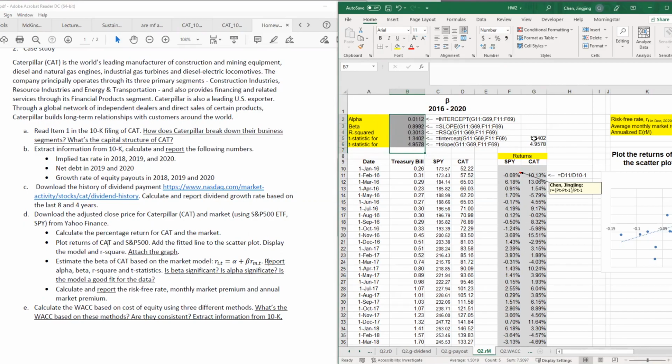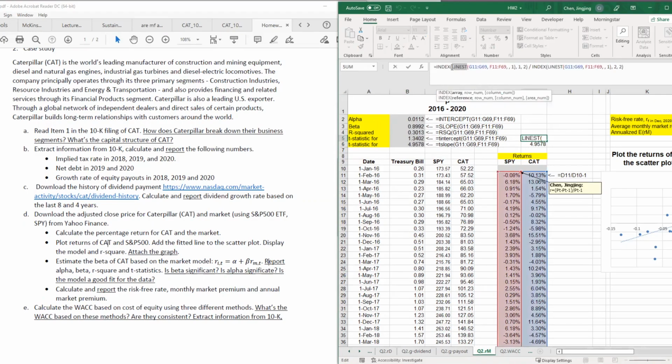And also, if you have time, I encourage you to learn how to use this LINEST function. A lot of the time, the LINEST function is used in coordination with INDEX. We don't have time in class to cover this part, but if you know how to use this function, that will be a big plus. It will be very beneficial later on when you're trying to use Excel to solve more complicated regression models.